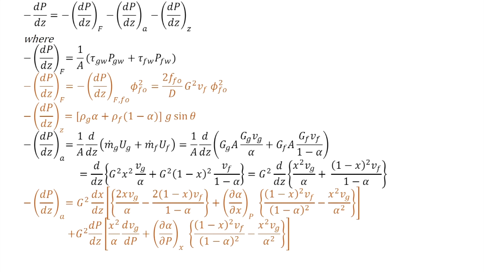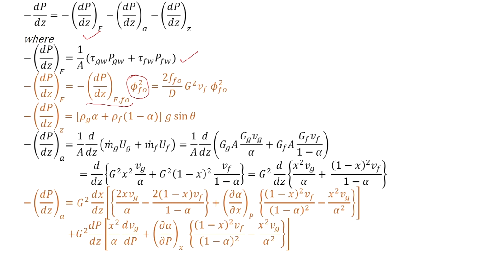So, now we can identify the three terms on the right hand side. The first one is dp/dz, the pressure gradient due to friction, which is given by this. And it can be modeled as the pressure gradient due to friction, assuming that only the liquid phase is flowing, multiplied by a two phase frictional multiplier phi_fo squared. Okay. So, this is just a convenient notation.